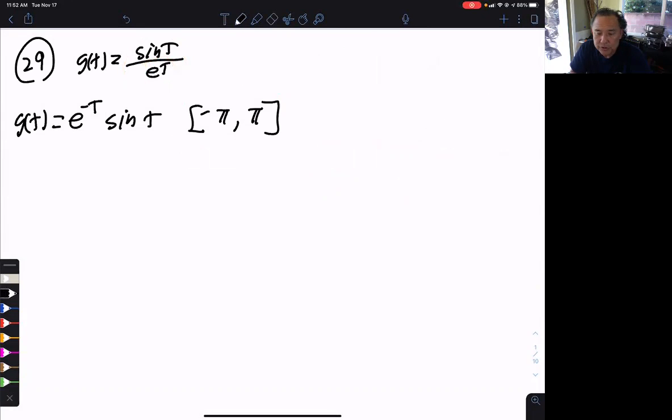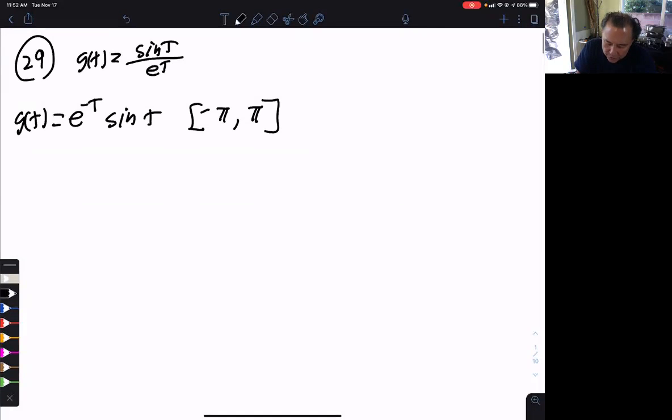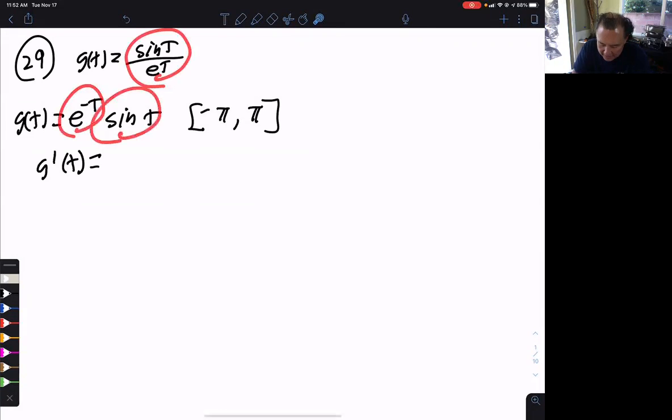Let's find relative maxes, relative mins, increasing, decreasing, all that good stuff. So what tells us that? The derivative. I have a choice. I could do quotient rule on that or product rule here. I'm guessing most of you did product rule, so I'm going to do product rule.